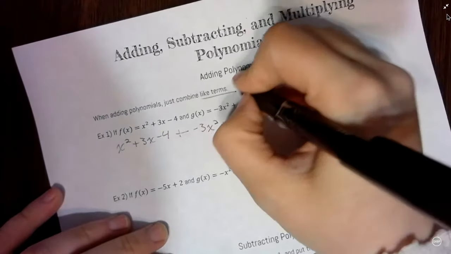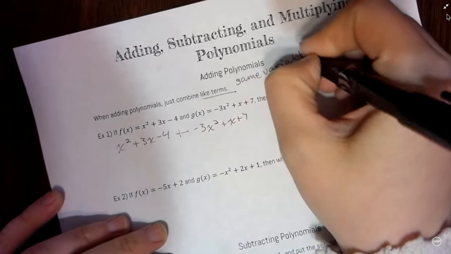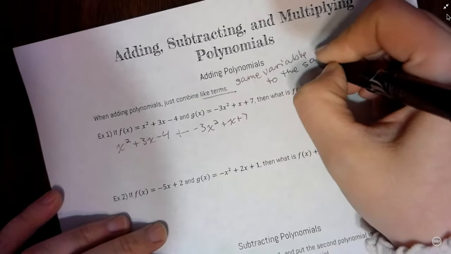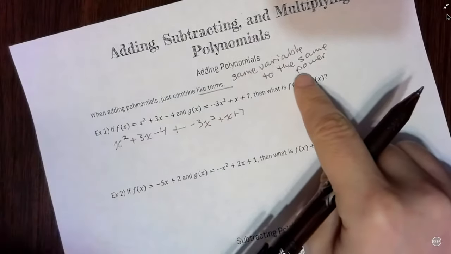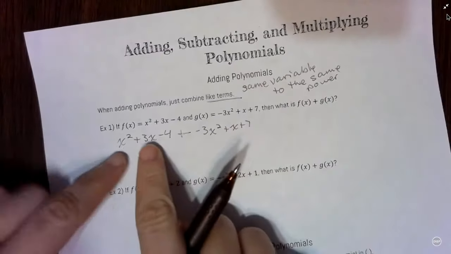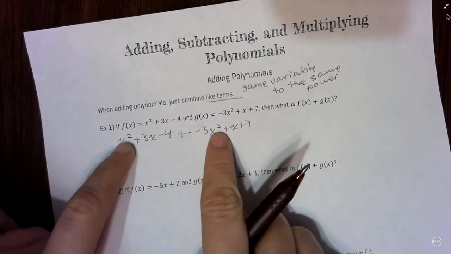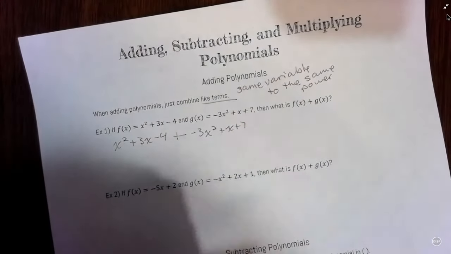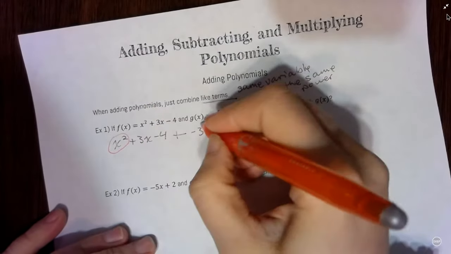Now remember, like terms have the same variable to the same power. So x squared and negative 3x squared have the same variable x to the same power 2. So they are like terms. In fact, I'm going to circle them in a different color. So these are like terms right here.